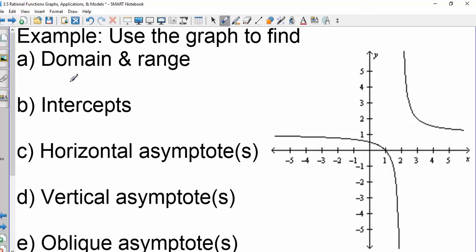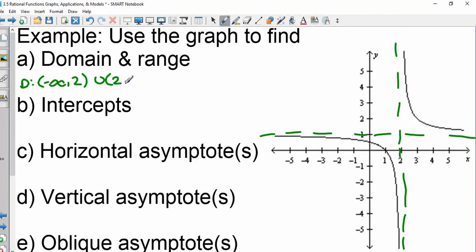So domain is talking about the x, so it's going from left to right. What is the one x value I'm not hitting? 2. That's our vertical asymptote. Where's our horizontal one? Okay, so our domain then is everything but 2. So it would be negative infinity to 2, union 2 to infinity. Range is talking about your y's. What y values do we get?